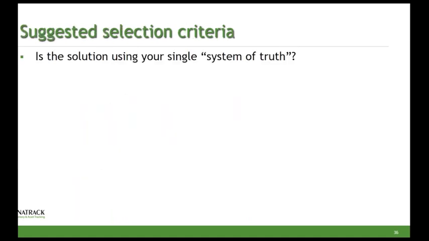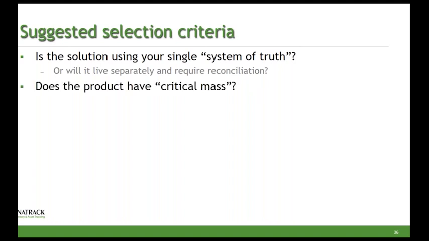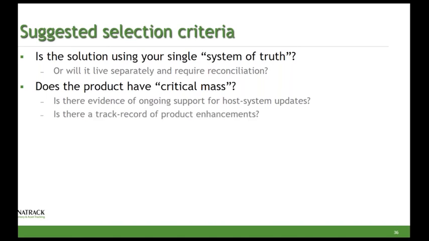As we come to the completion here, some suggested selection criteria, if you're thinking about doing something with this. As we've already said, is your solution using a single system of truth, or is it going to live separately and require reconciliation? I think we've proved the point that that would be painful. Does the product have critical mass? By that, is the vendor providing evidence of ongoing support for host system updates? It's a very sad thing to engage with a vendor and find out that it's a product they don't have their weight behind. Is there a track record of product enhancements? Namely, can you see a history of things making that product better?